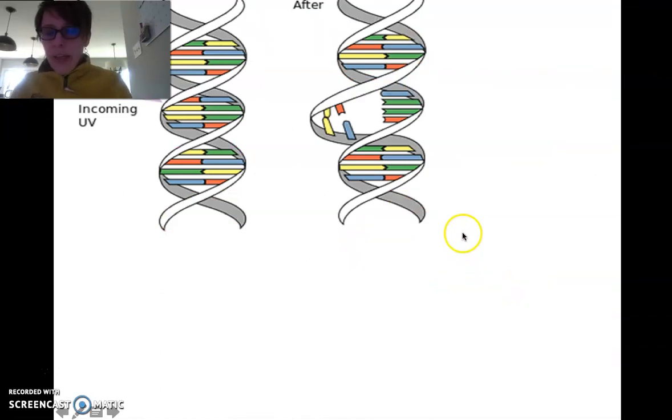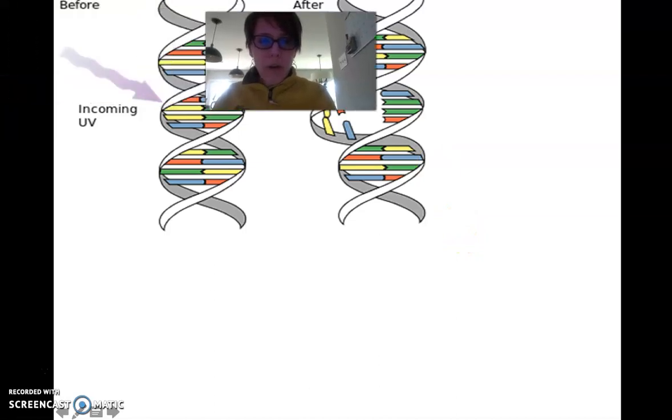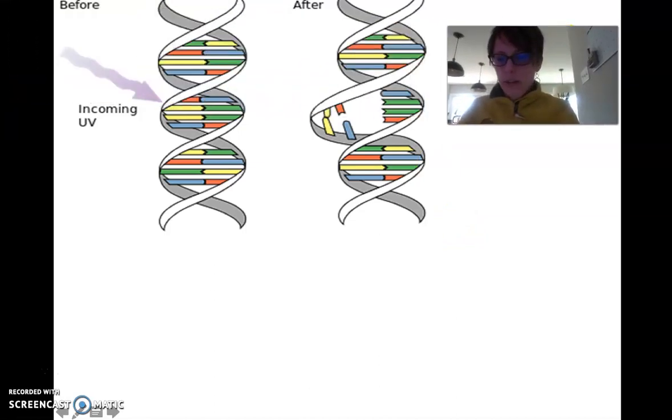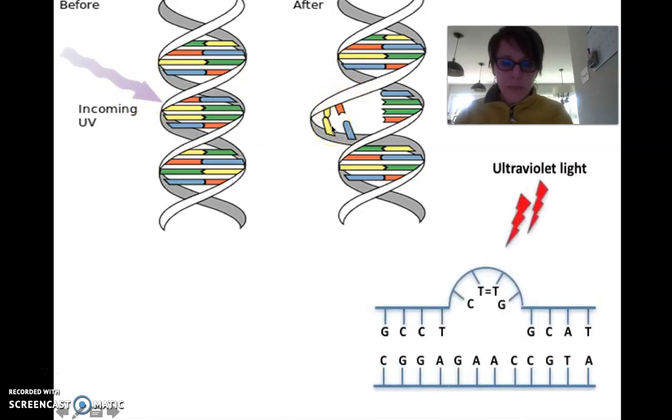Okay, and then the third kind of mutation I want to go over here has to do with ultraviolet radiation. So here we have DNA, and you can see the double helix, and now we see this incoming ultraviolet radiation taking place. And what actually happens when you expose your skin to ultraviolet radiation is that this UV radiation can actually cause a little kind of bubble over here in the double helix.